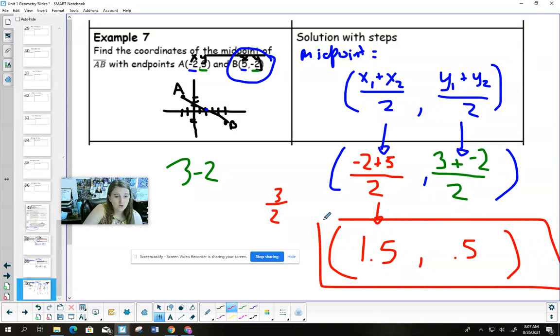And that's our answer. We leave it like that because that is a point on the graph, right? I could go 1.5, 0.5. Wouldn't be very pretty, but that is the answer. That's going to be the middle point right here. And actually, it looks about right, pretty close, yeah, to what I estimated between those 2 points. We're going to practice that more in class, though. That was a little bit confusing.